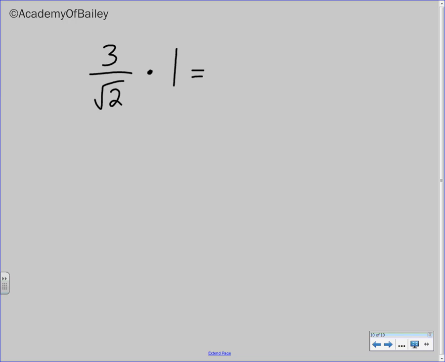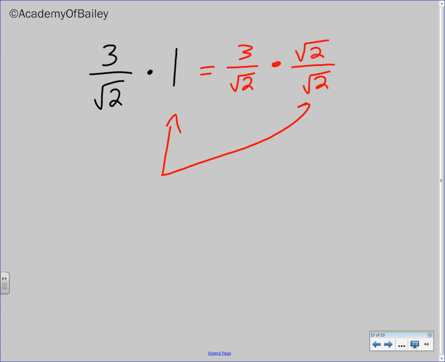Well, you're like, Mr. Bailey, that doesn't really change anything. It still gives us 3 over the square root of 2. Hey, yeah, you're right. That's good. Don't yell so loud at me next time. But we do want to multiply by 1. We just don't want 1 to look like 1, like we have here. We want 1 to look like this number here. Isn't the square root of 2 divided by the square root of 2, isn't that 1? Hey, yeah, it is.